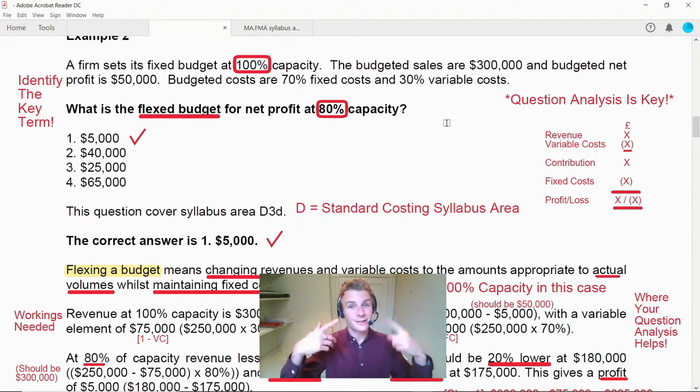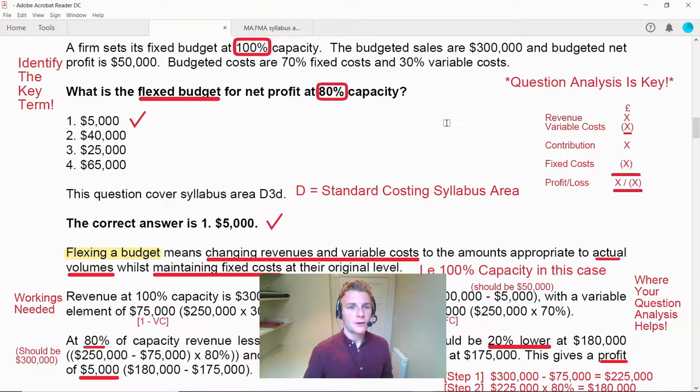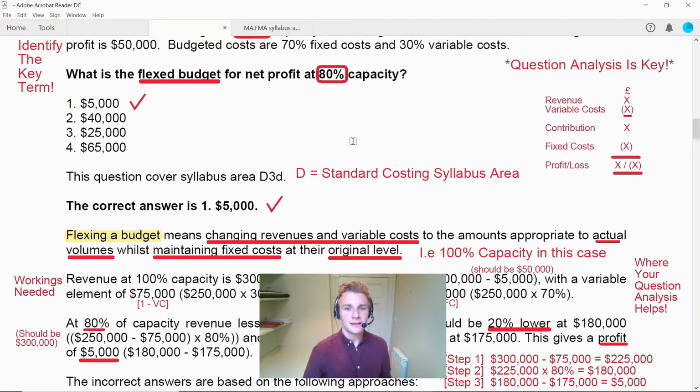So calculations are already going on in my mind about what I need to be doing, and hopefully they are for you. Coming down to the actual requirement, what is the flexed budget net profit at 80% capacity? So we're at 100, we've got to go down to 80. Let me pull it down now. We've got the correct answer of 5,000. Obviously, I'm just highlighting it so you're aware, but you're going to get more value out of going through the pro forma.